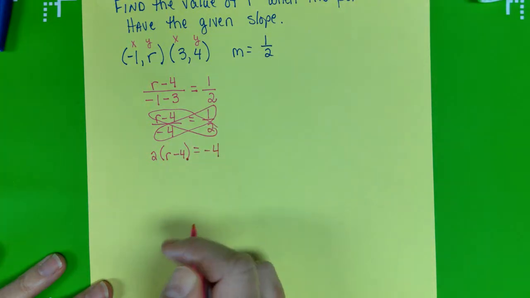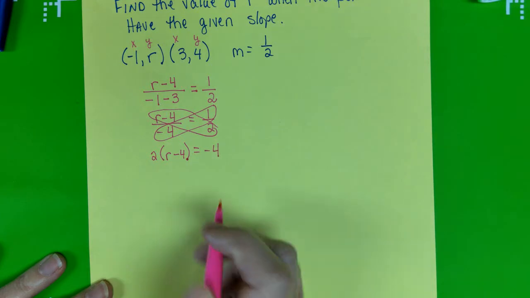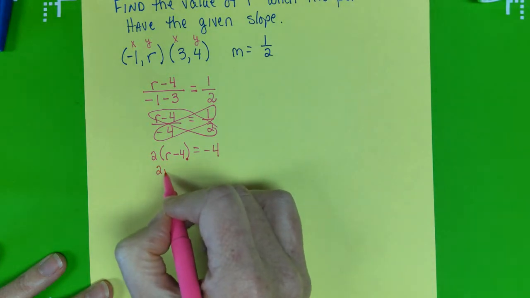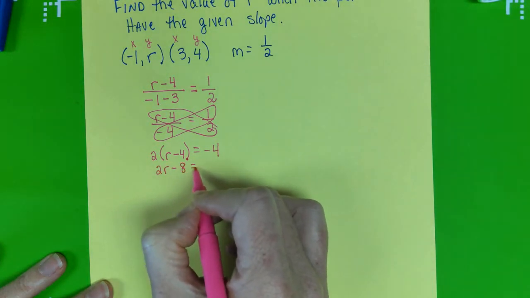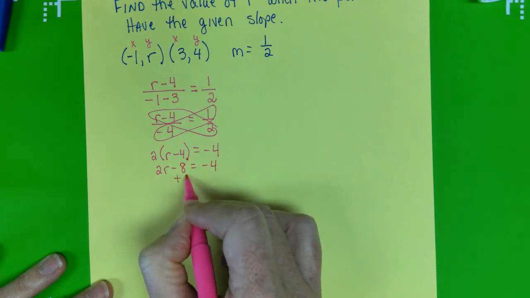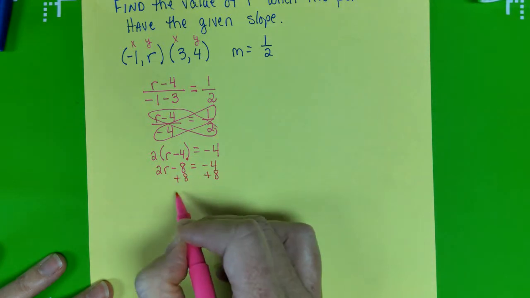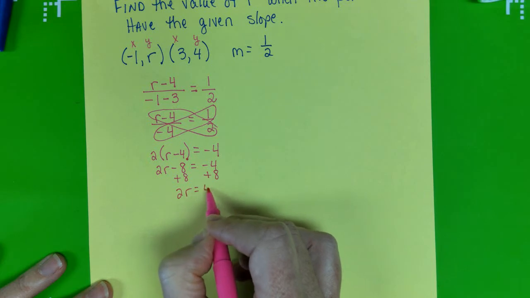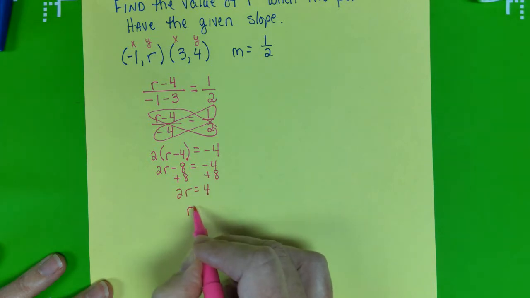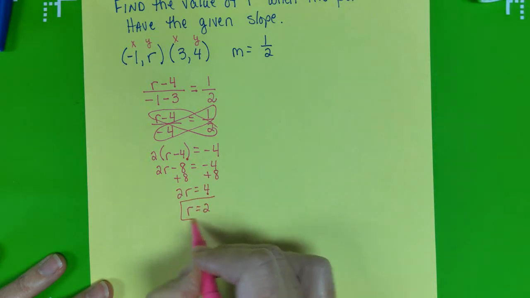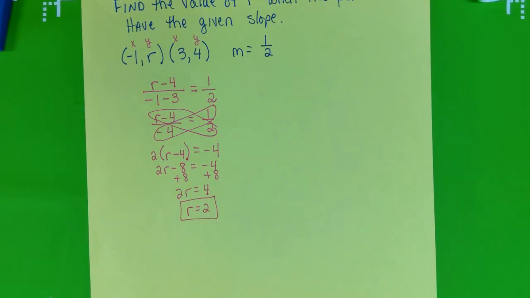So now I have an equation that looks like this. And so this should be a very familiar equation to you. I'm just going to solve my equation for R. 2R equals 4, and so R equals 2. And so we solved for R.